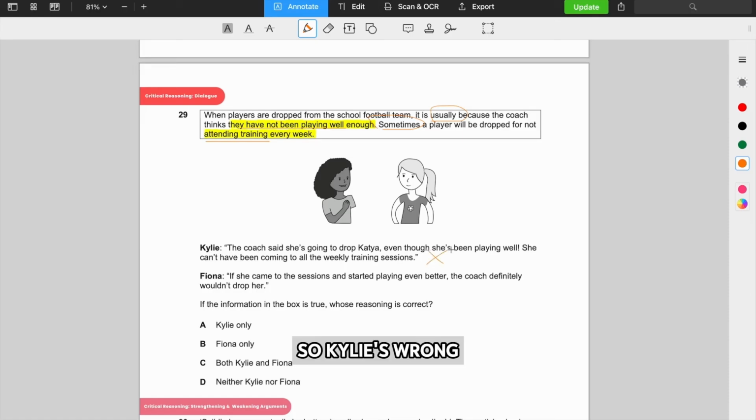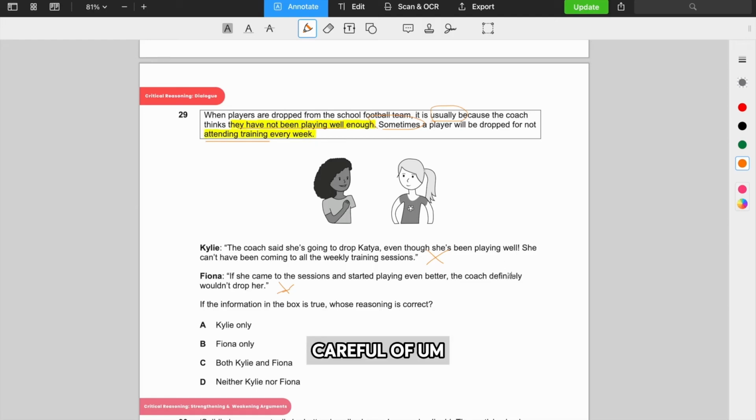So Kylie's wrong. Fiona: if she came to the sessions and started playing even better, the coach definitely won't drop her. Again, she's wrong because we don't know why Katya was dropped. Maybe she had an injury, maybe she had a poor attitude. These are just possible reasons for dropping the player. And how do we know that once you've been dropped, you can redeem yourself and come back? What if there was a policy where once you've been dropped, you're never allowed to come back? So we can't say that if she started improving on these fronts, she'll definitely be accepted back into the school football team. We can't assume that.